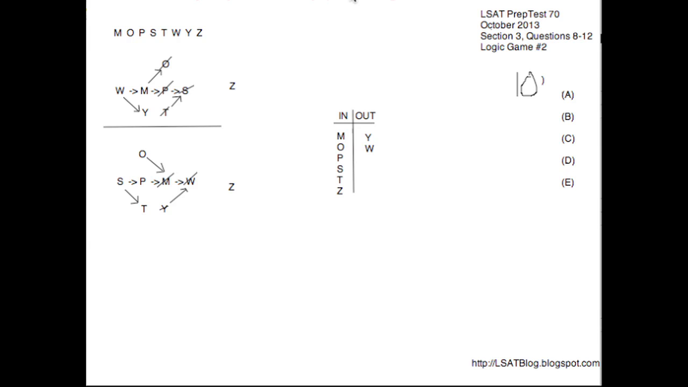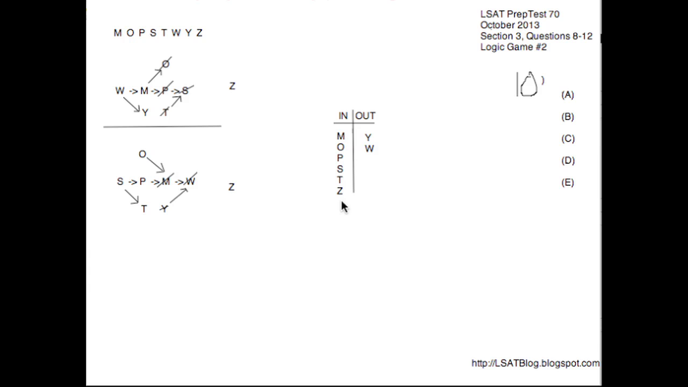Next, number 10, if Y is out, then any of the following could be in except. So I laid out here a little in-out table. We know that Y out requires W out on the bottom diagram here, so I put both of those out. Then we have in M, O, P, S, T, Z. Now I'm not saying all those 6 will be in, I'm just saying that's the pool of variables that remain to potentially be in. Now of course there are conflicts here.